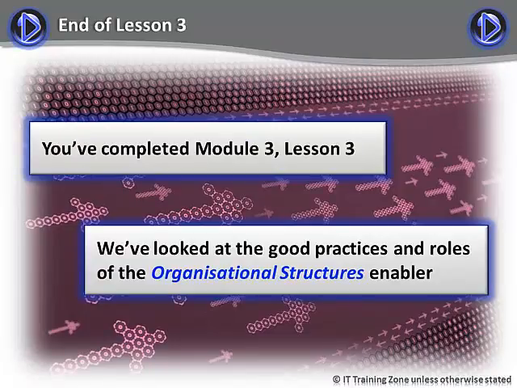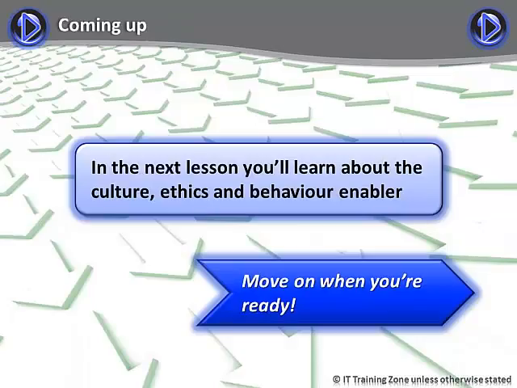Okay, that completes this lesson on the organizational structure enabler. You learned about good practices and roles. The next lesson is Module 3, Lesson 4. In that lesson, we'll study the culture, ethics, and behavior enabler.